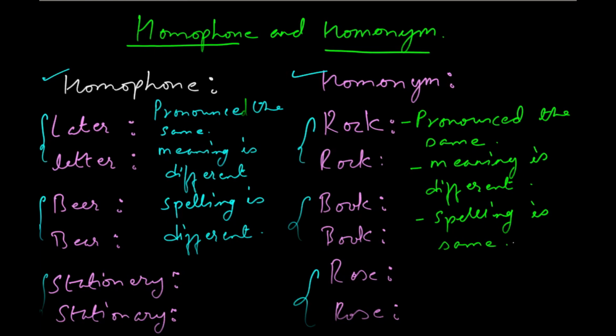The first rose is a flower rose. The second rose is the past tense of rise. See, they all have different meanings, but they are pronounced the same, they're spelled the same, they are homonym. And on the other hand, we have homophone. They are pronounced the same, their spelling is different, and their meaning is different. This you have to understand. Right now, however, we're again focusing only on homophone.